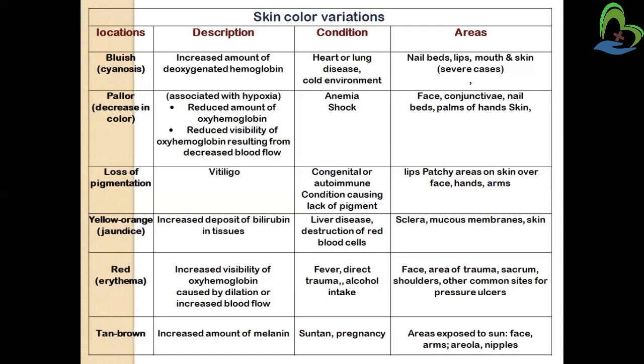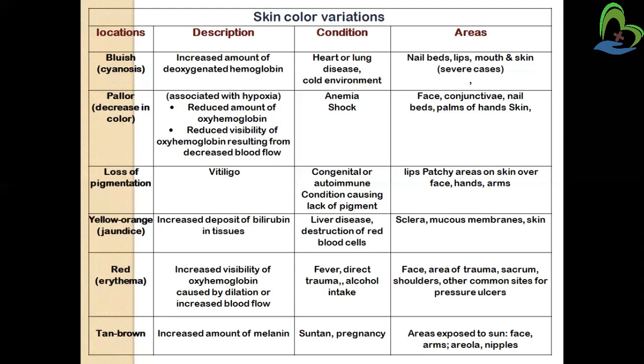The next one is red, meaning erythema, increased visibility of oxyhemoglobin caused by dilation or increased blood flow. It usually happens in fever, direct trauma or alcohol intake. And if the baby has very much reddish discoloration, the condition is called plethora. And the areas are face, areas of trauma, and sacrum, shoulder, or other common sites for pressure ulcer.